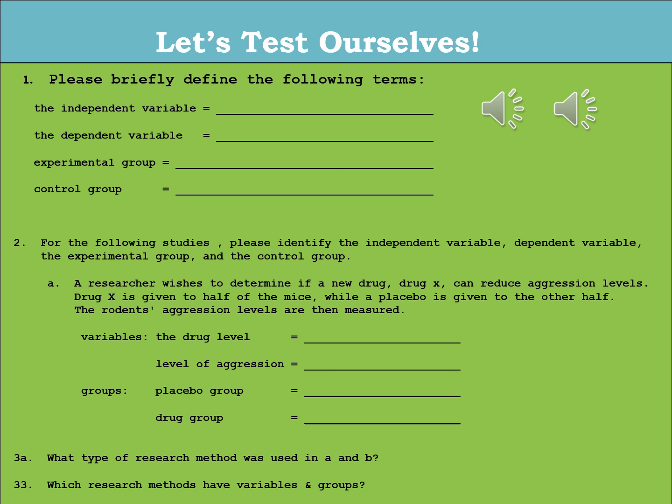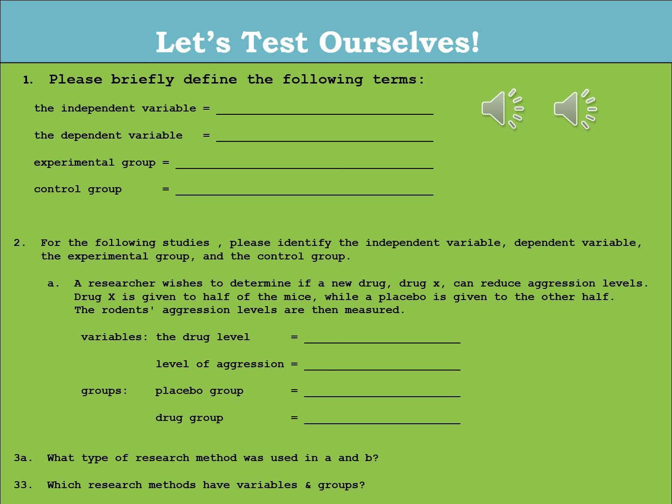Control group, the ones that do not get the treatment. For 2, the variables, the drug level is the independent variable. Level of aggression is a dependent variable. As a mnemonic, think of the dependent variable as being the outcome. So the level of aggression is the outcome that depends on everything that goes on in the experiment. Groups, well, placebo group would be the control group. The drug group would be the experimental group.